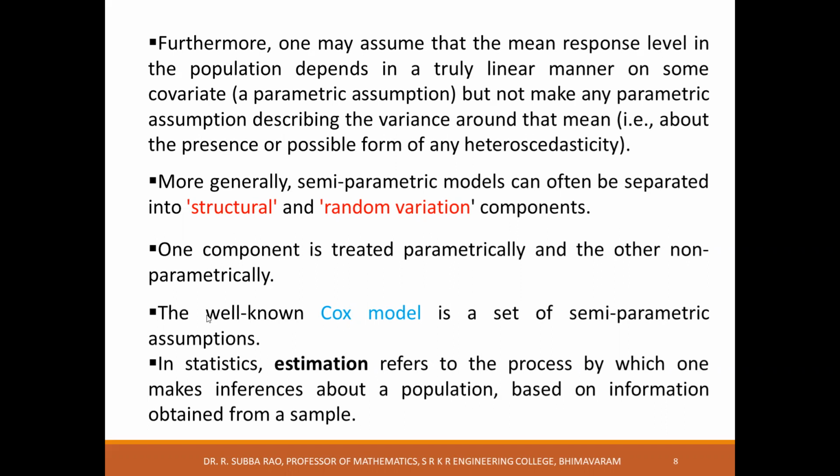In statistics, estimation refers to the process by which one makes inferences about a population based on information obtained from the sample. In estimation theory, you are trying to estimate the population parameters on the basis of some samples considered from this population. Therefore, estimation refers to the process by which one makes inferences about the population. You are giving inference regarding the population, but you are not studying the entire population. You are giving population parameter estimations based on the information that is available with you in the sample.